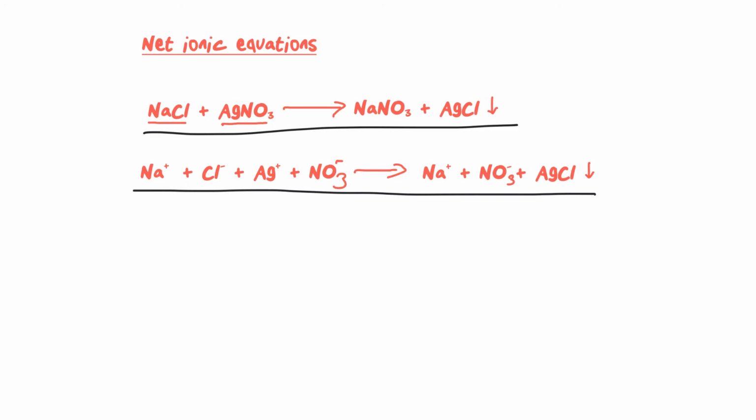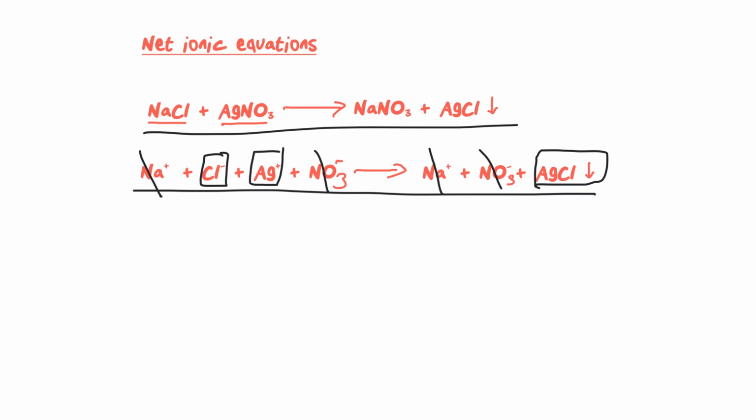Now, we're going to cancel things out. You will notice that I have sodium ion here and I have sodium ion here, so they cancel each other out. I have nitrate ion here and I have nitrate ion here, so they too cancel each other out. After canceling these out, what am I left with? I am left with Ag positive, Cl negative, and AgCl as the precipitate.